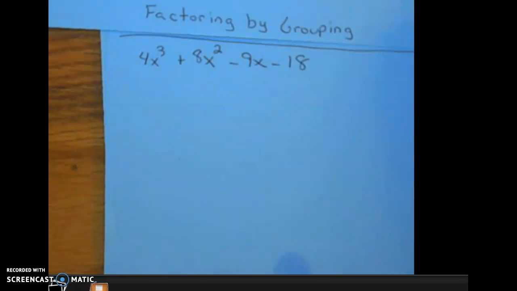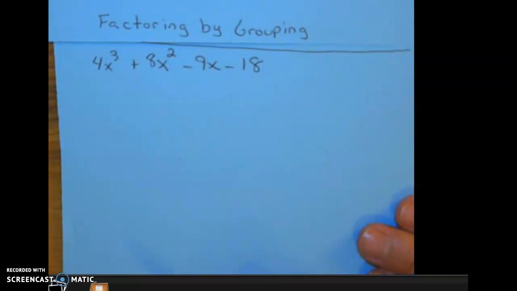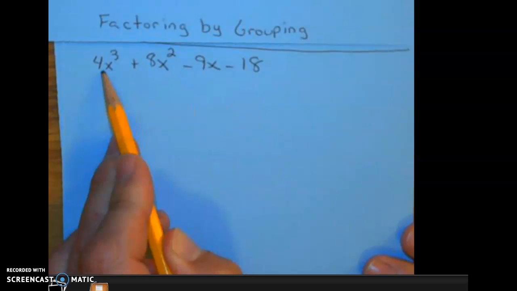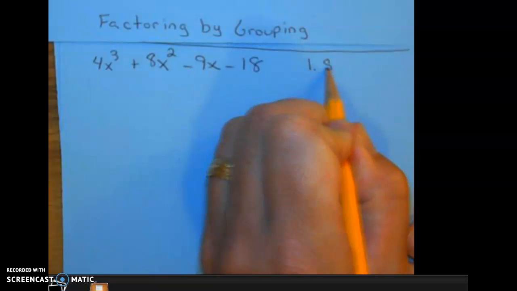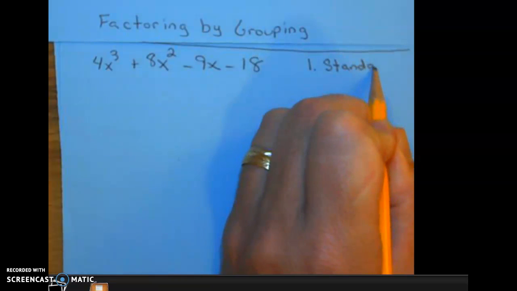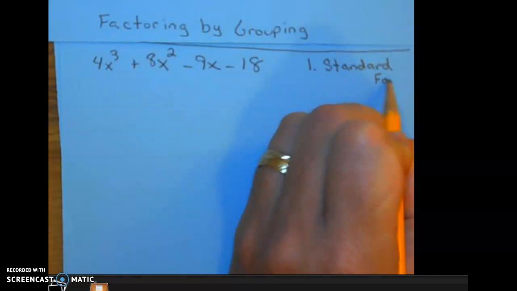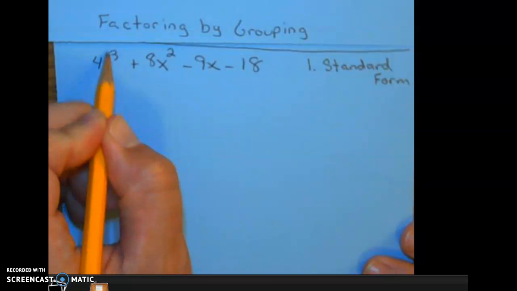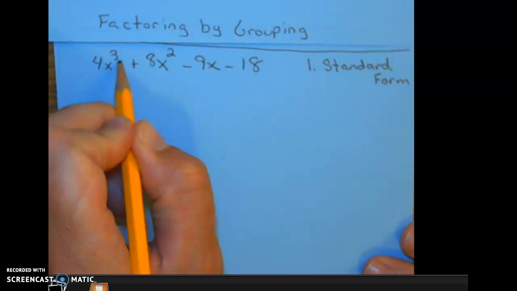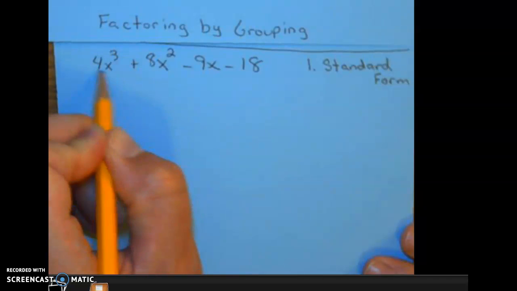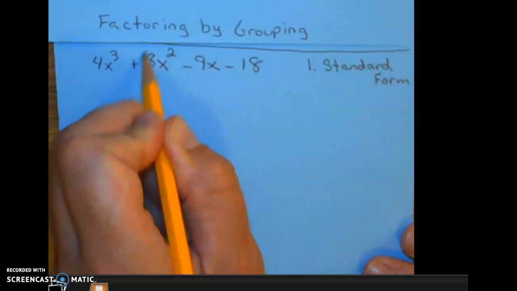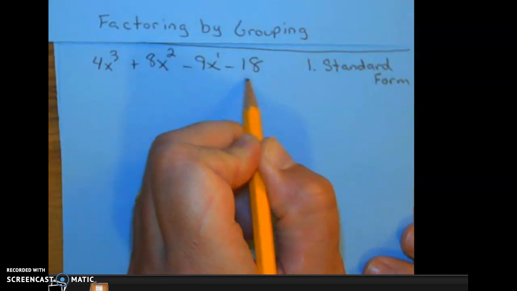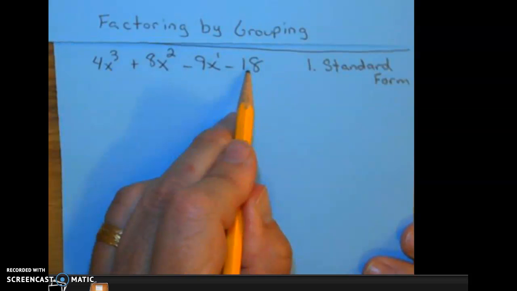So the very first thing we want to be sure of is that our equation is in standard form. What does that mean? Well, we need to go from the largest exponent to the smallest. So 3, this term is first. 2, then this term. 1, then this term. And then our constant always goes on the end. So this is in standard form.